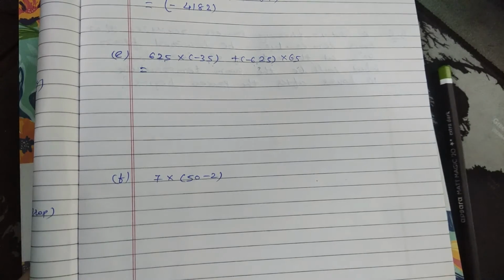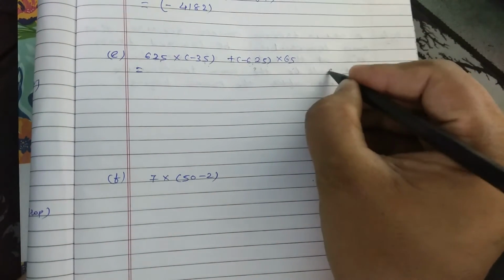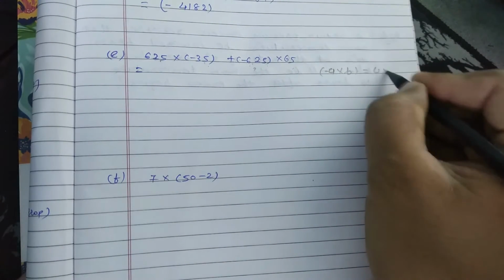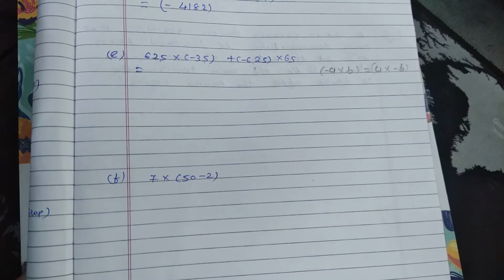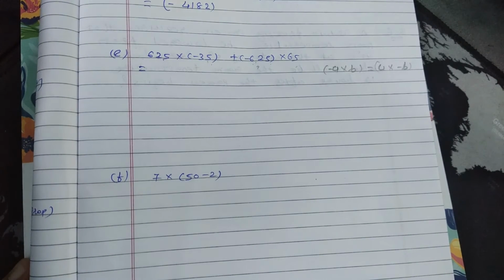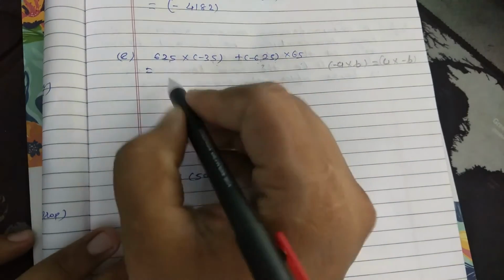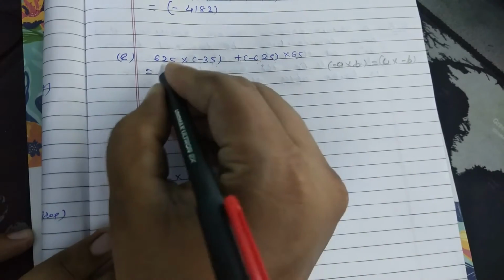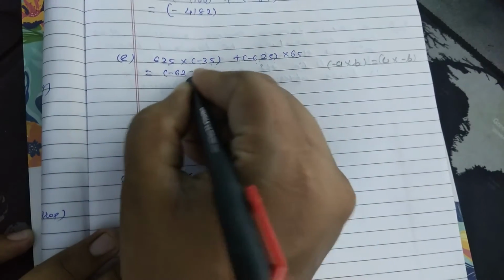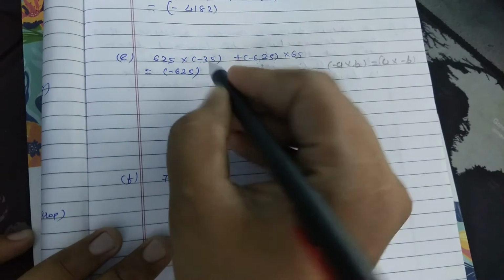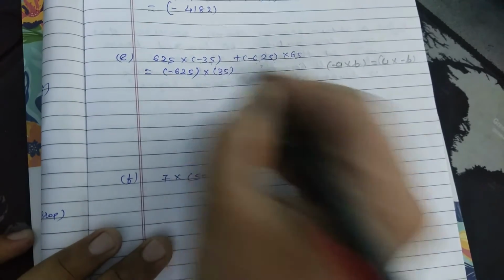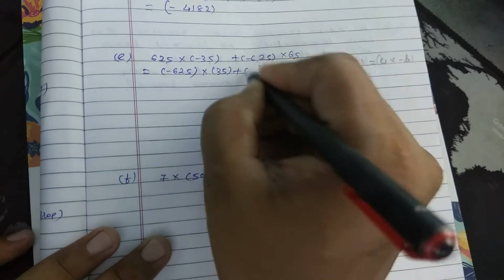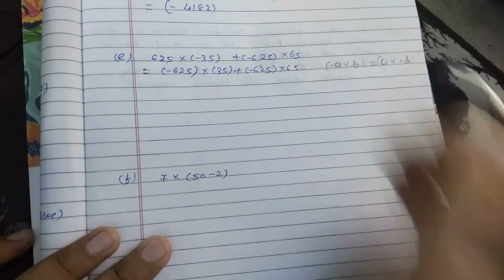How? As we have learned, minus a multiplied by b is equal to a multiplied by minus b, because at the end we get the same answer. So that property we will use. Here we will take this minus out and give it to 625, so minus 625 multiplied by 35, minus 35 will become plus 35. The same property: plus minus 625 multiplied by 65.